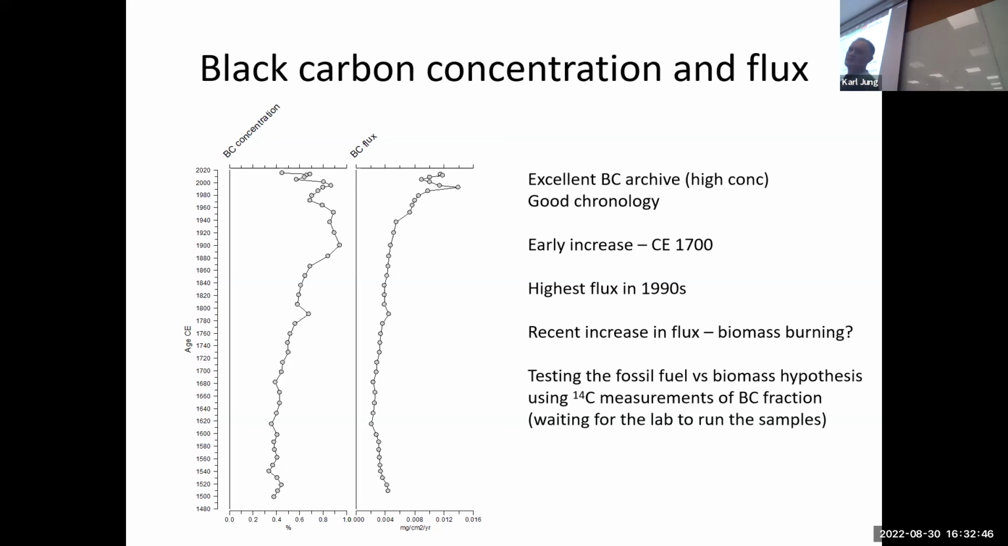I'm testing this. I don't have the data yet, but I'm testing this by doing radiocarbon measurements of the black carbon fraction. Because if my hypothesis is correct, what we see in Öresund, and we can see it here as well, when we come up to the 2000s, the samples there should be biomass with contemporary ages. The fossil fuels have infinite radiocarbon ages. So I'm hoping to get good radiocarbon measurements, and I have about 10 samples spread across the top part here to test this.